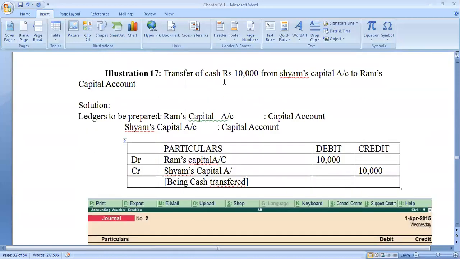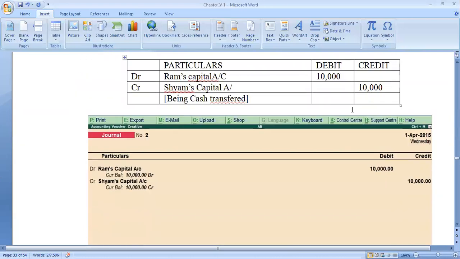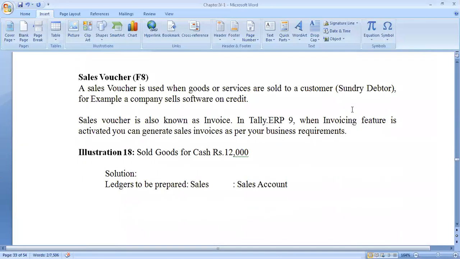Now, transfer of cash of rupees 10,000 from Sham's capital account to Ram's capital account. There is a transaction, transfer between capital to capital. So debit, who is the receiver? Ram capital is the receiver. Credit the giver. So Sham capital is the giver. The entry goes on like this, debit and the credit.